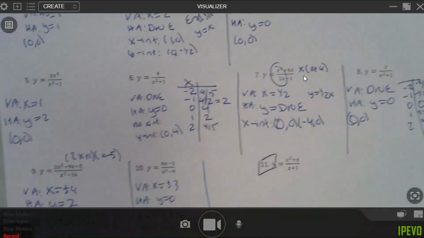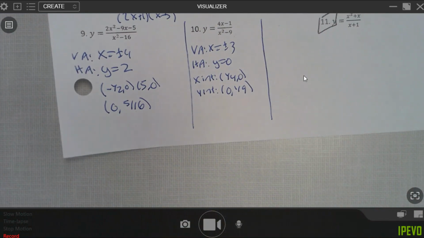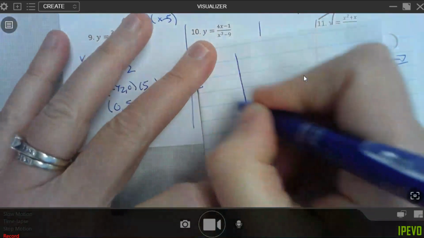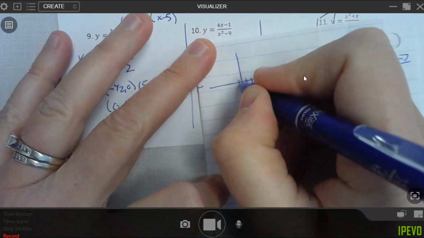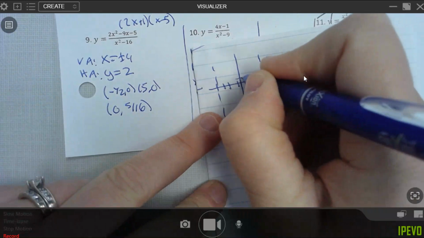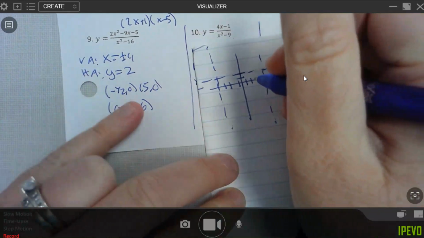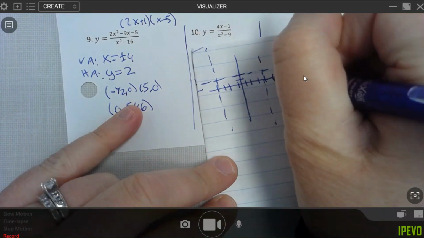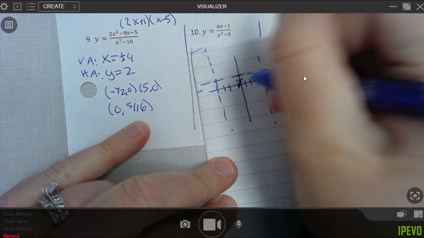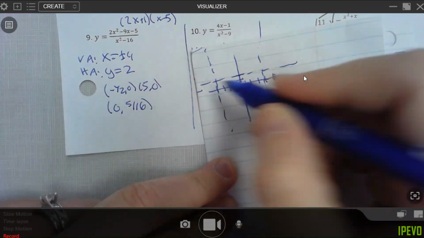Okay, so number 9 down here, we have lots of things to plot this time. So I'm going to plot my plus and minus 4. So I have negative 5, 0, negative half 0, and then like right here. So this tells me I'm probably going through here, down here, and up here.